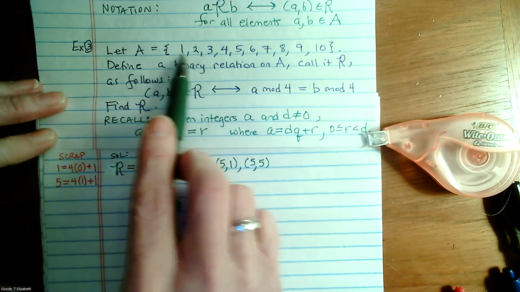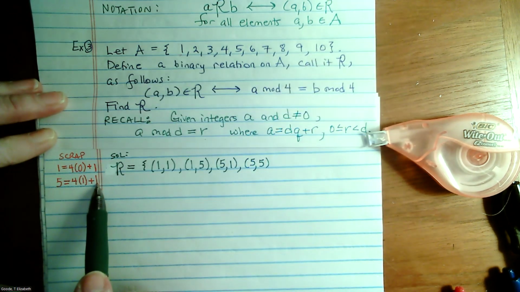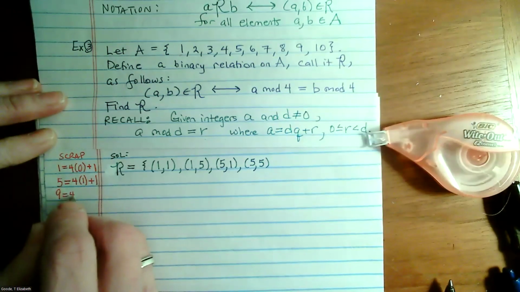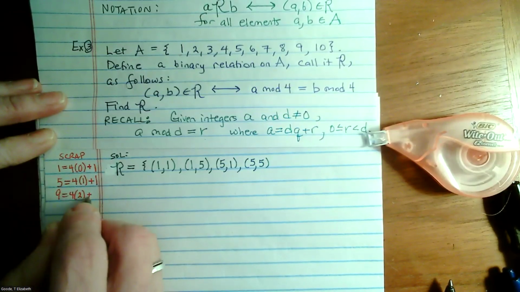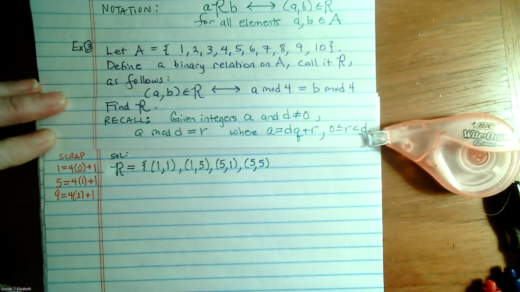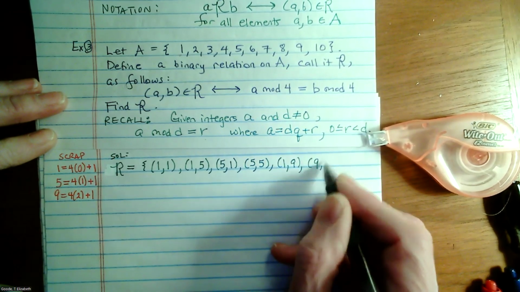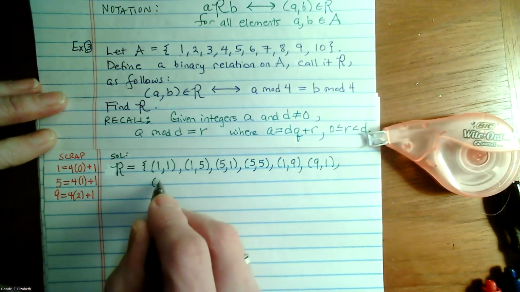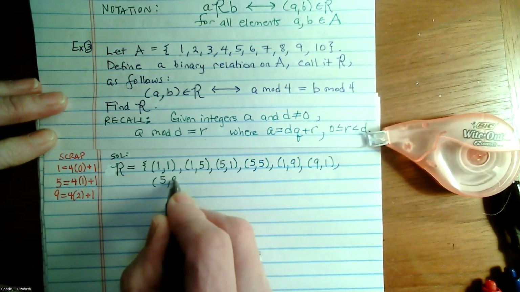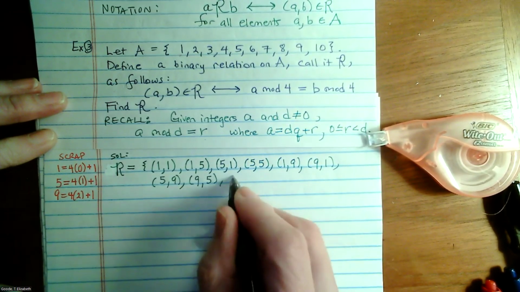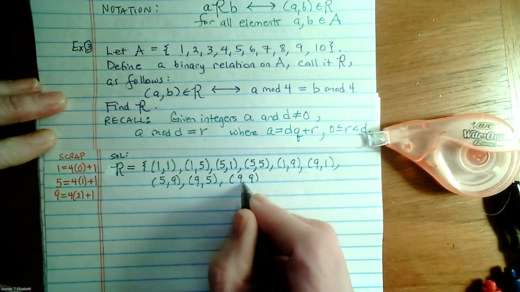Are there any other elements of set A that yield this remainder of 1 when they're divided by 4? 9. That's good, 9. 9 is 4 times the quotient 2 plus a remainder of 1. Well, guess what? That means 1 is going to be related to 9, but 9 is going to be related to 1. 9 is going to be related to 5, and 5 is going to be related to 9. It doesn't matter what order we put these in, they're all related to each other. And then 9, of course, is related to 9.